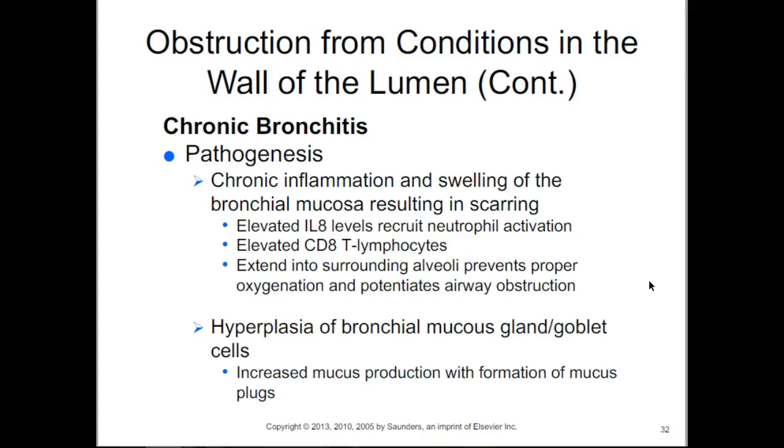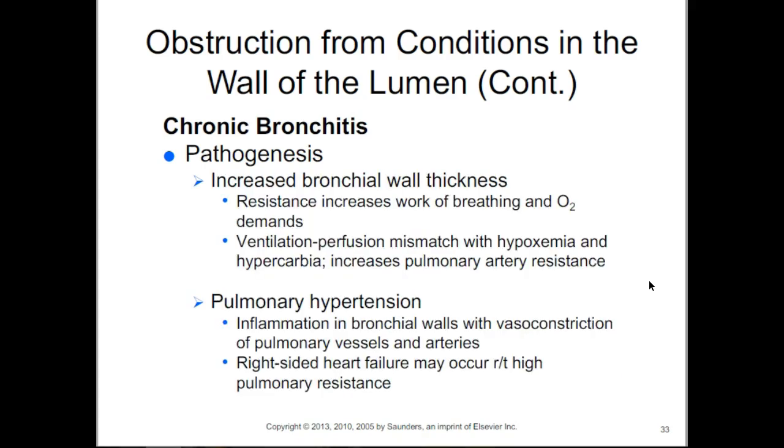All right, so what is the pathogenesis of chronic bronchitis? So now you have inflammation and swelling of the bronchial mucosa, and usually that results in scarring. So you'll see elevated IL-8 levels, which are going to cause neutrophil activation and the CD8 T lymphocytes. And then, right, anything that extends into the alveoli prevents proper oxygenation. So the bronchial mucus glands and the goblet cells are going to undergo hyperplasia. So we're making new cells, which increases the mucus production and obviously forms those mucus plugs.